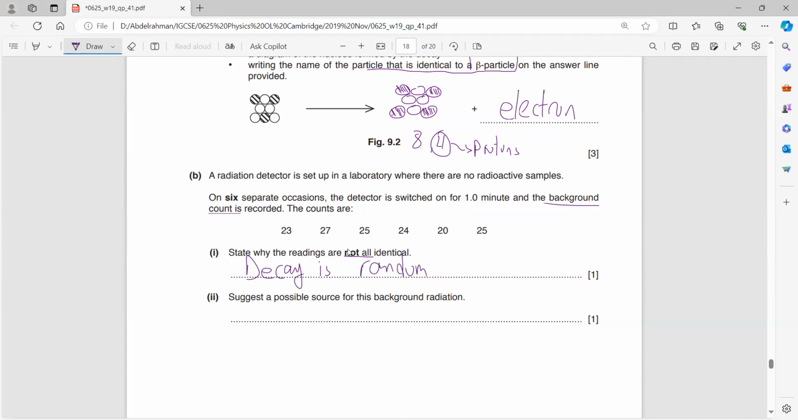Suggest a possible source for this background radiation. What is one possible source of background radiation? Radioactive gases. Can it be fossil fuels and rocks? Rocks, okay, possible. The sun, possible. The earth, whatever, anything around us. Maybe microwaves. Okay, you might tell me space, for example.